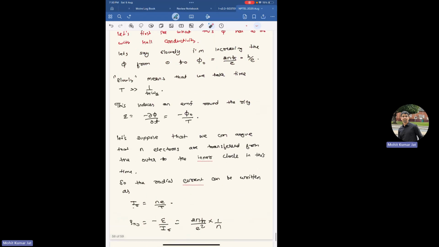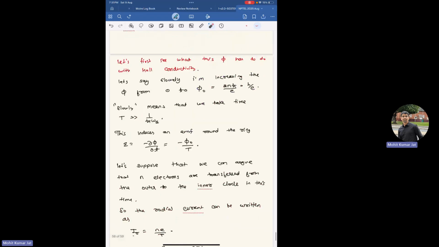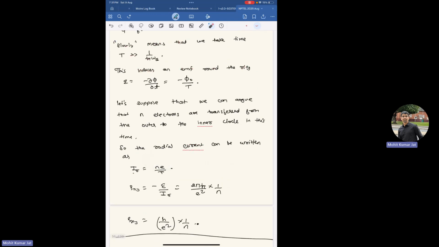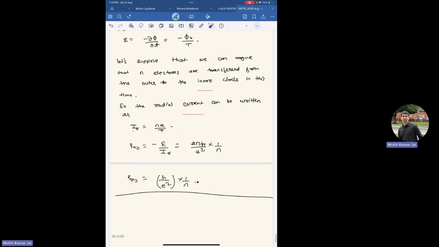We did this by changing the flux threading through the center by phi naught, which is h by e. This induces an EMF, and you have a current, Ne by t, because it is changing in time t. Then you can compute your resistivity, and it turns out to be h by e squared times 1 by n, where n is the number of charge carriers pumped from the inner ring of this Corbino to the outer ring, or outer to inner. And this is the quantization which was to be discussed in this problem.